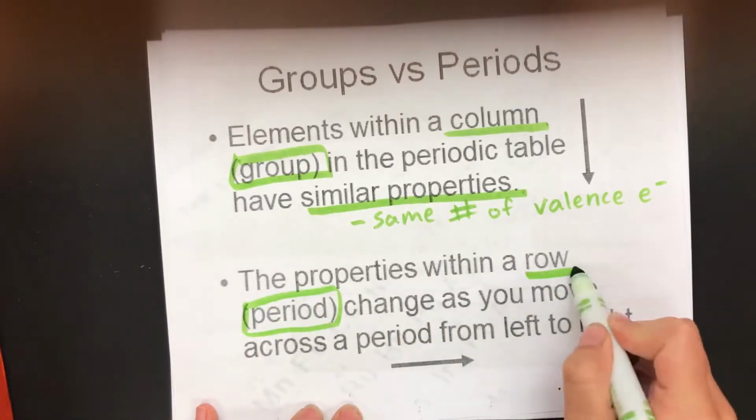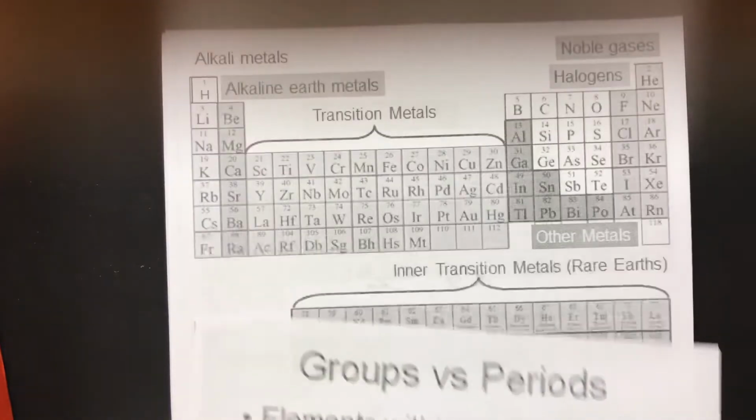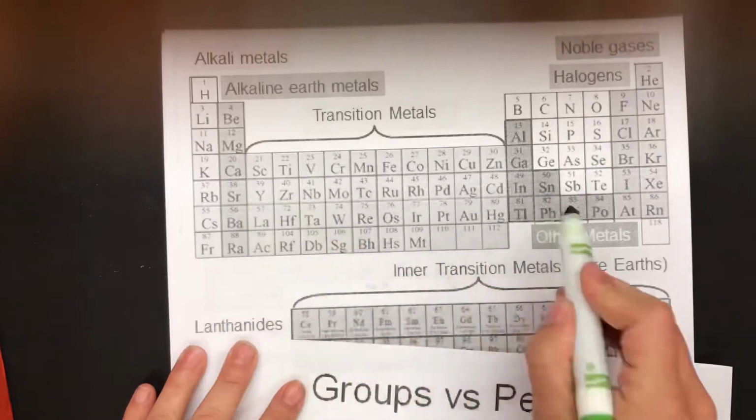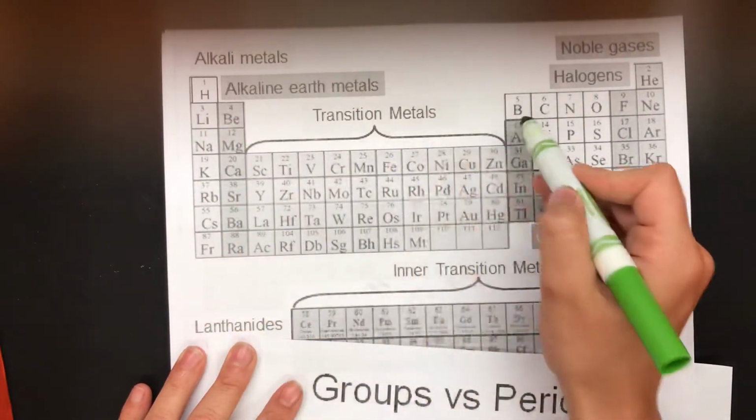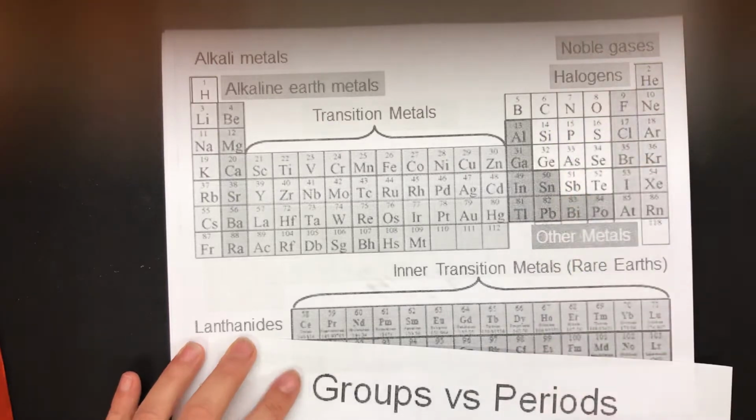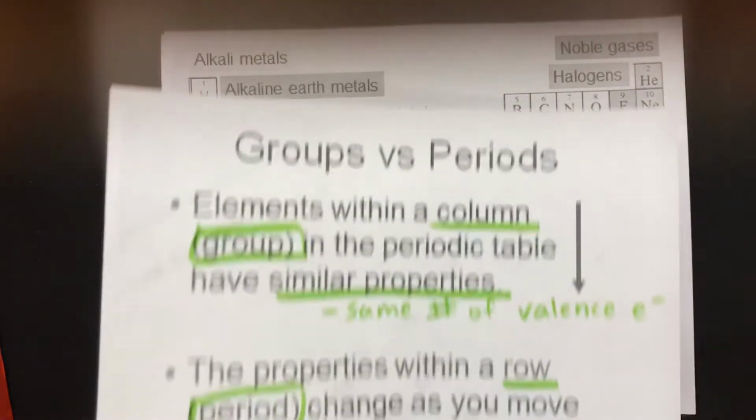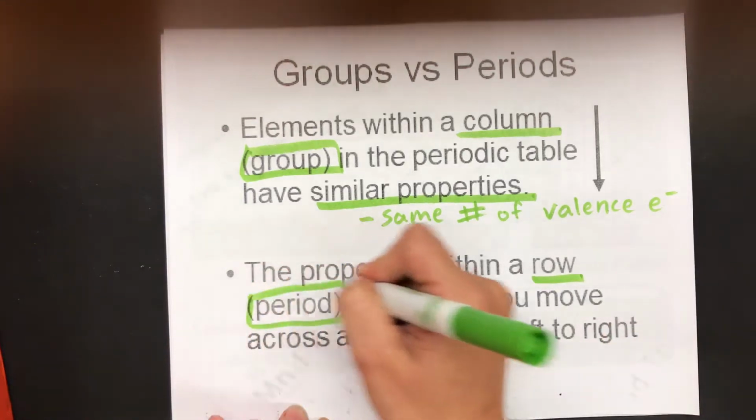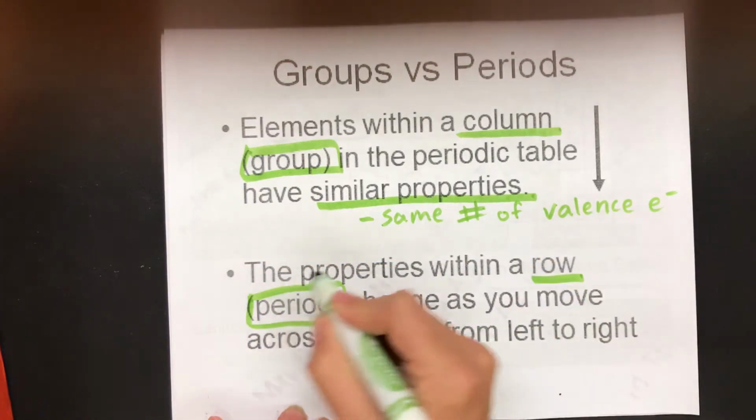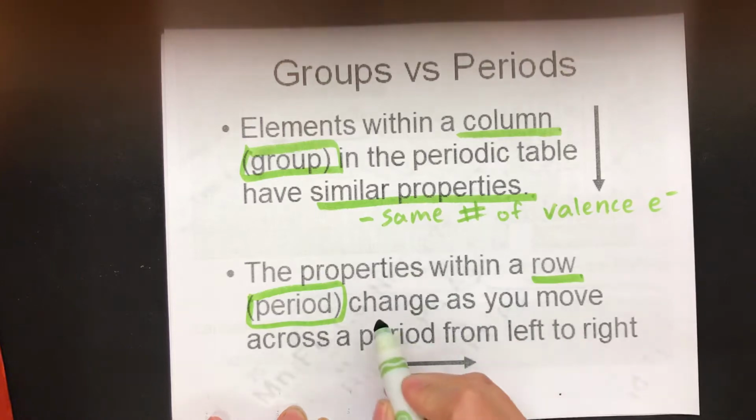Periods are your rows. So hydrogen and helium are on the same row. Lithium, beryllium, boron, carbon, and so forth are on the same row, so they're in the same period. When you write a sentence out, you go across to put the period. Properties change as you move from left to right.